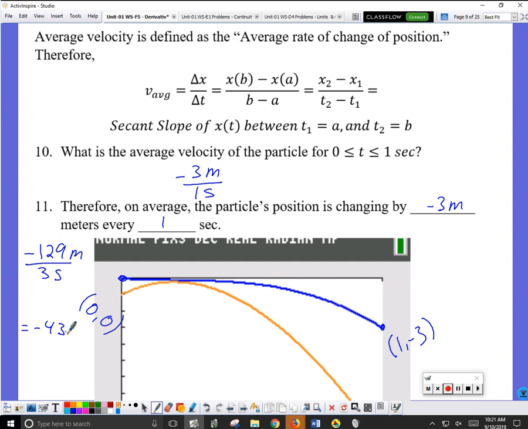So on average, the particle is moving leftward 43 meters every second. It isn't really moving like that, but on average it is, because it has to get from that position of 26 to that position of 155. So you take the difference between the two positions and then divide by how much time went by. You find the position at the end, subtract the position at the beginning, and divide by the time at the end minus the time at the beginning.